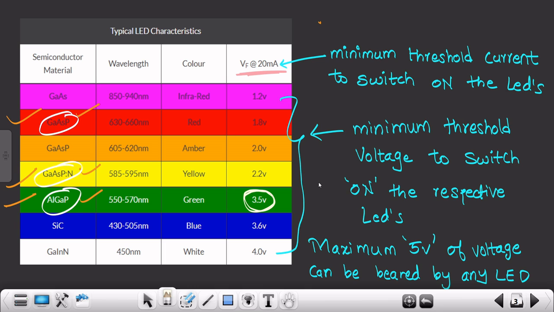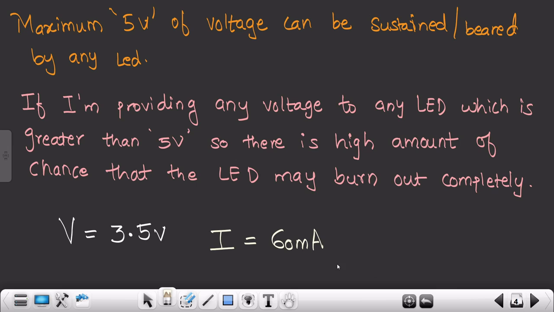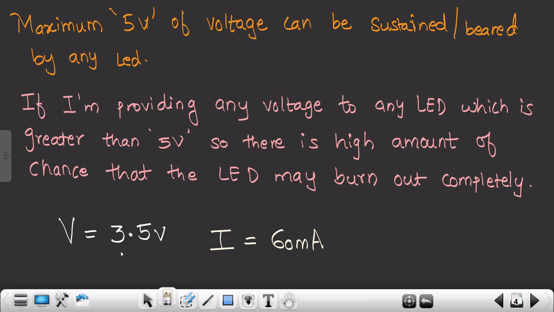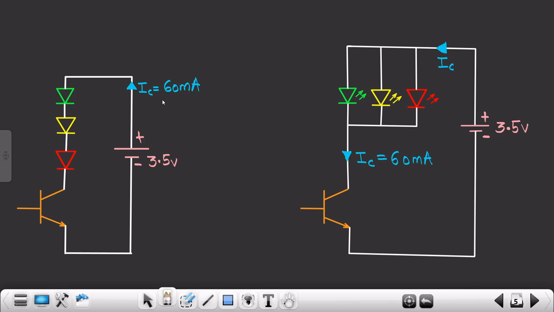So 20 into 3, why? Because we are dealing with 3 LEDs, right? So 20 into 3 is 60 milliamperes. So these are the two parameters that we have taken into account. As you can see over here, this is VCC, that is 3.5 volts, and that's why we have taken V over here as 3.5 volts. And this is the output current, that is IC, 60 milliamperes.